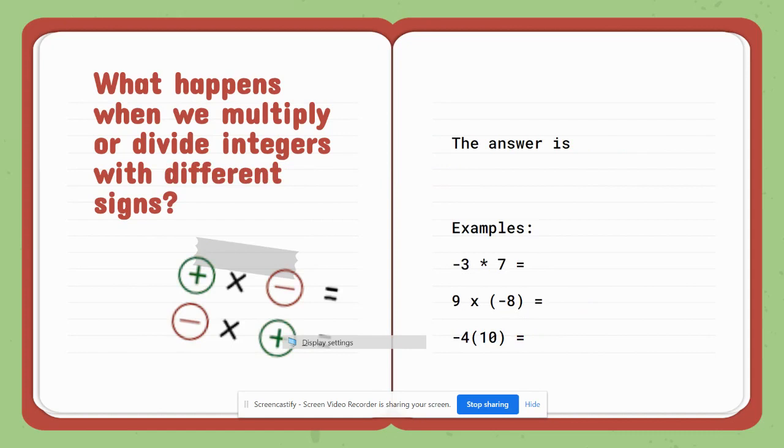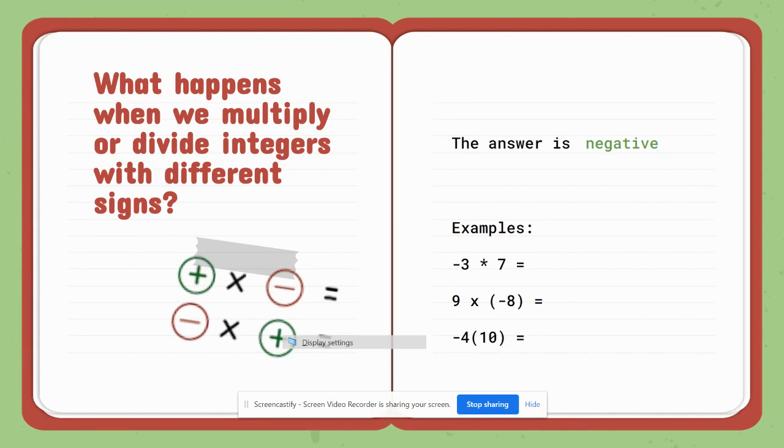What happens when we multiply or divide integers with different signs? Well, that means you have one positive times one negative. Your answer is always going to be negative. Now, these rules also apply to division.